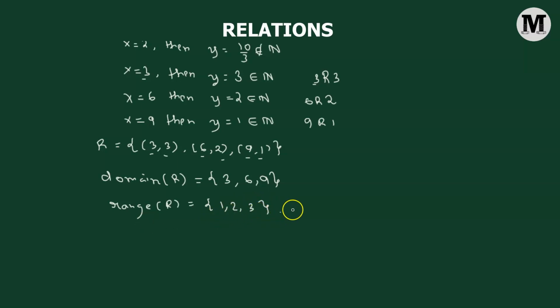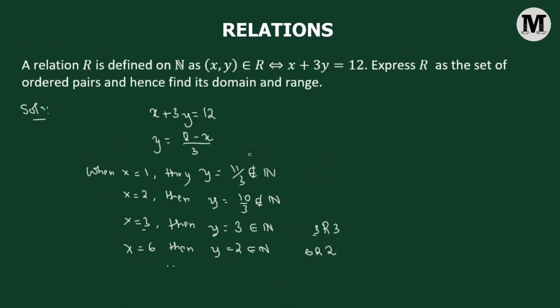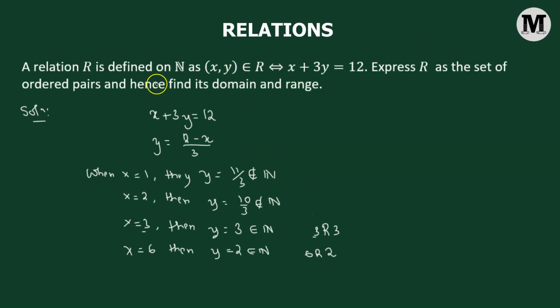So we have successfully obtained the domain and range now, and we have also expressed the relation R as a set of ordered pairs, where we have R defined on natural numbers as the ordered pair (x, y) belonging to R if and only if x plus 3y equals 12.